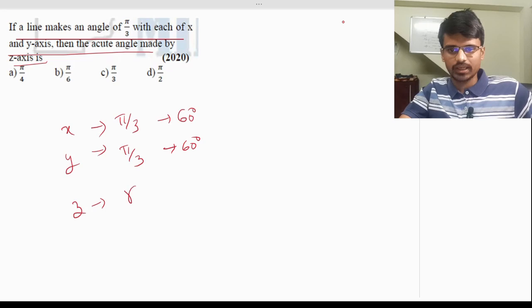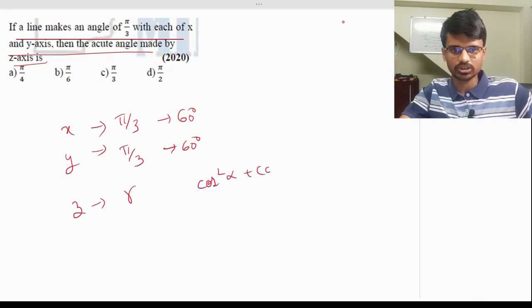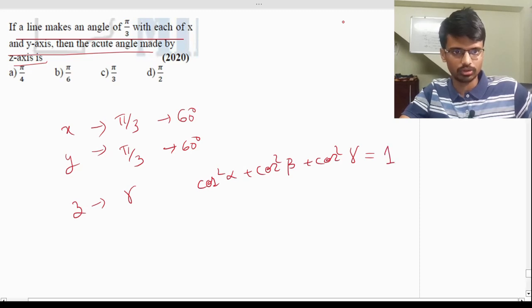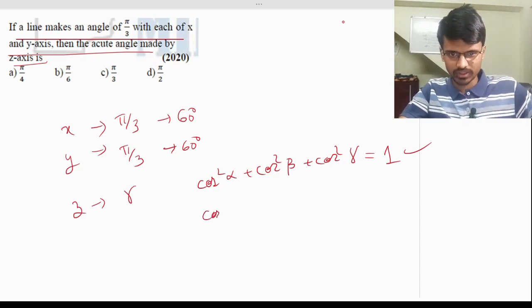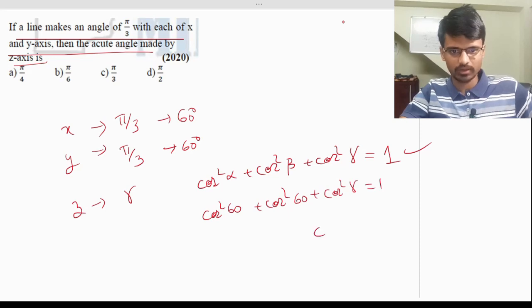So we know this standard equation, right? Cos square alpha plus cos square beta plus cos square gamma equal to 1. This is the standard formula that you need to know. I'll just substitute here. What do I get? Cos square 60 plus cos square 60 plus cos square gamma equal to 1. So cos 60 is 1 by 2, 1 by 2 whole square is 1 by 4, 1 by 4 plus 1 by 4 is 1 by 2, 1 minus 1 by 2 is 1 by 2.